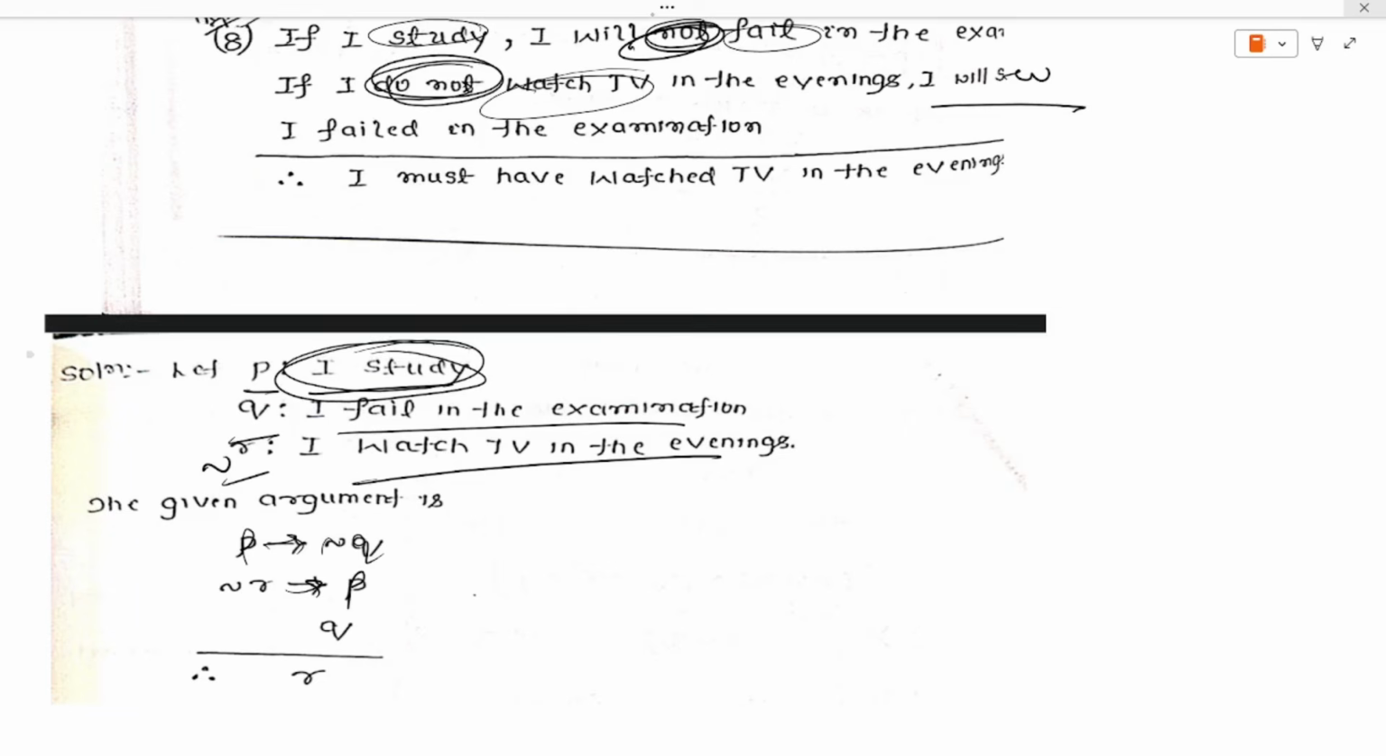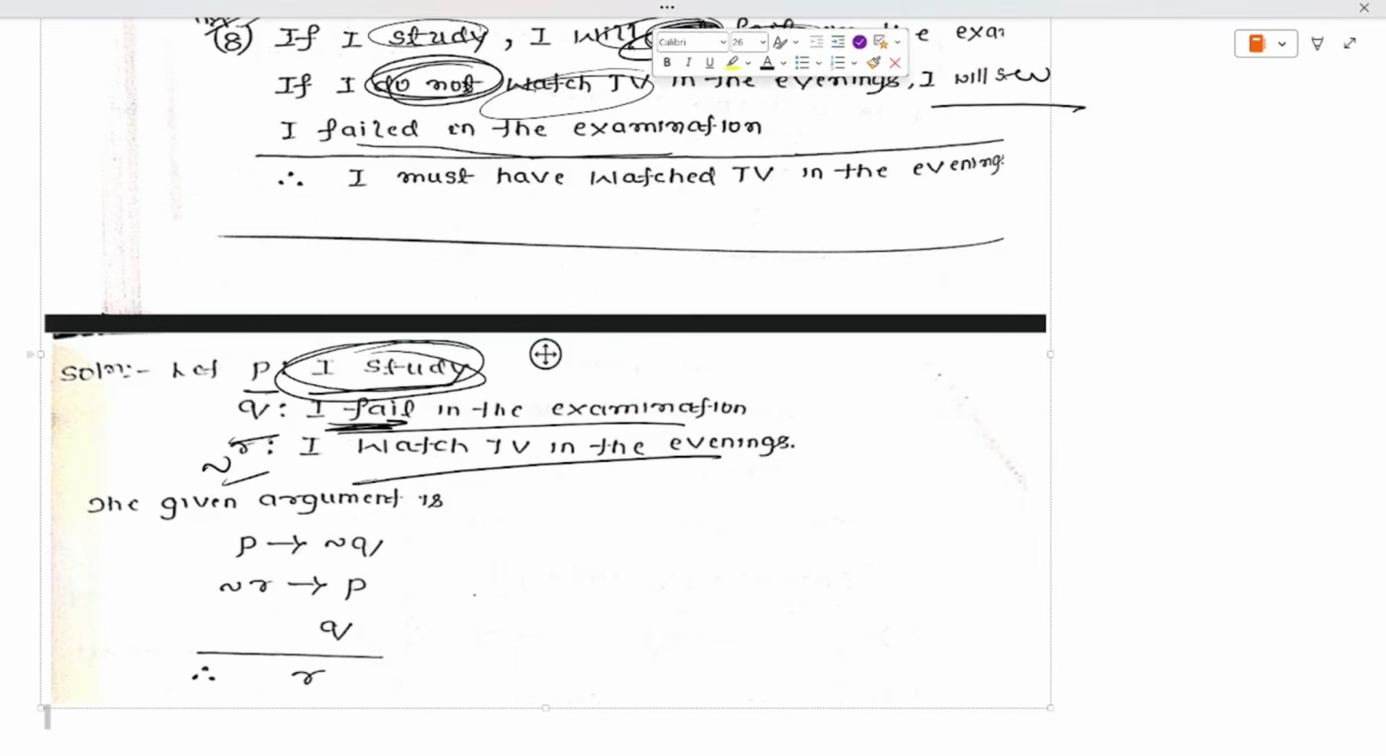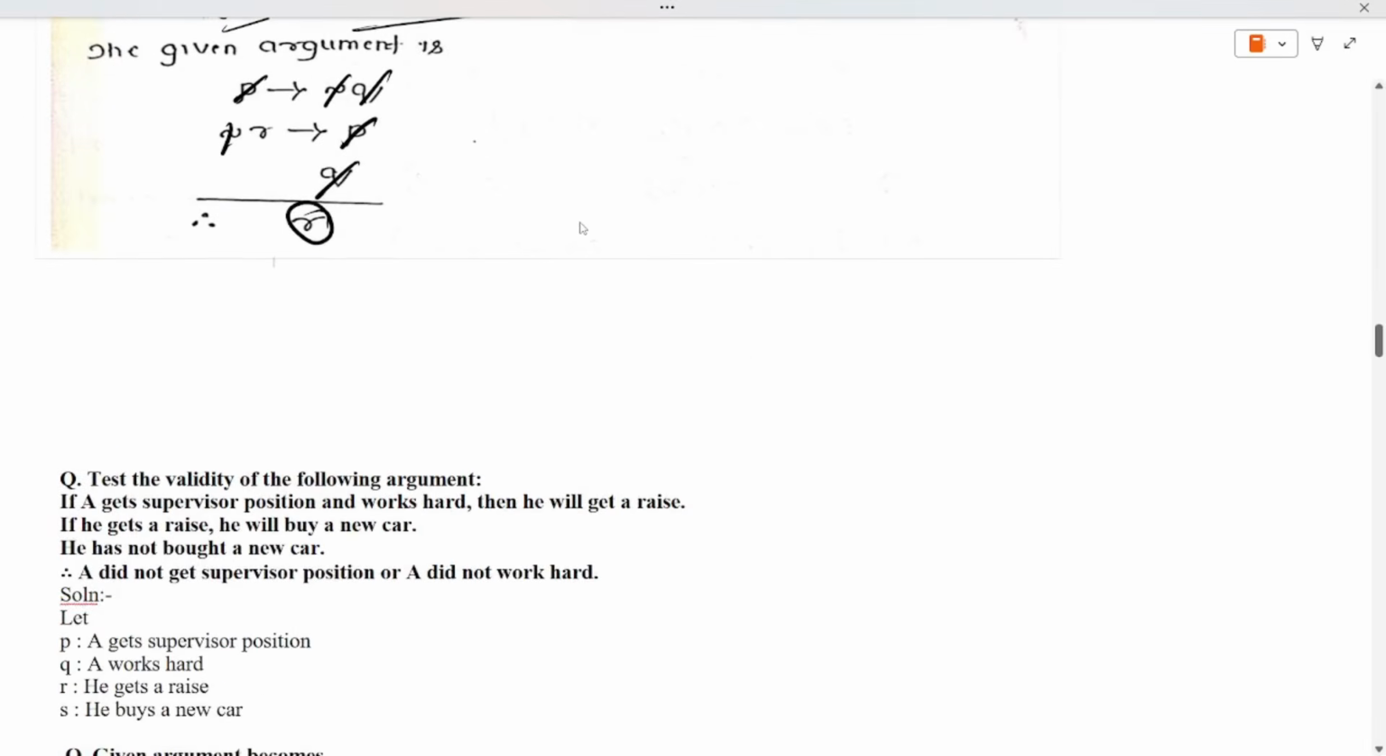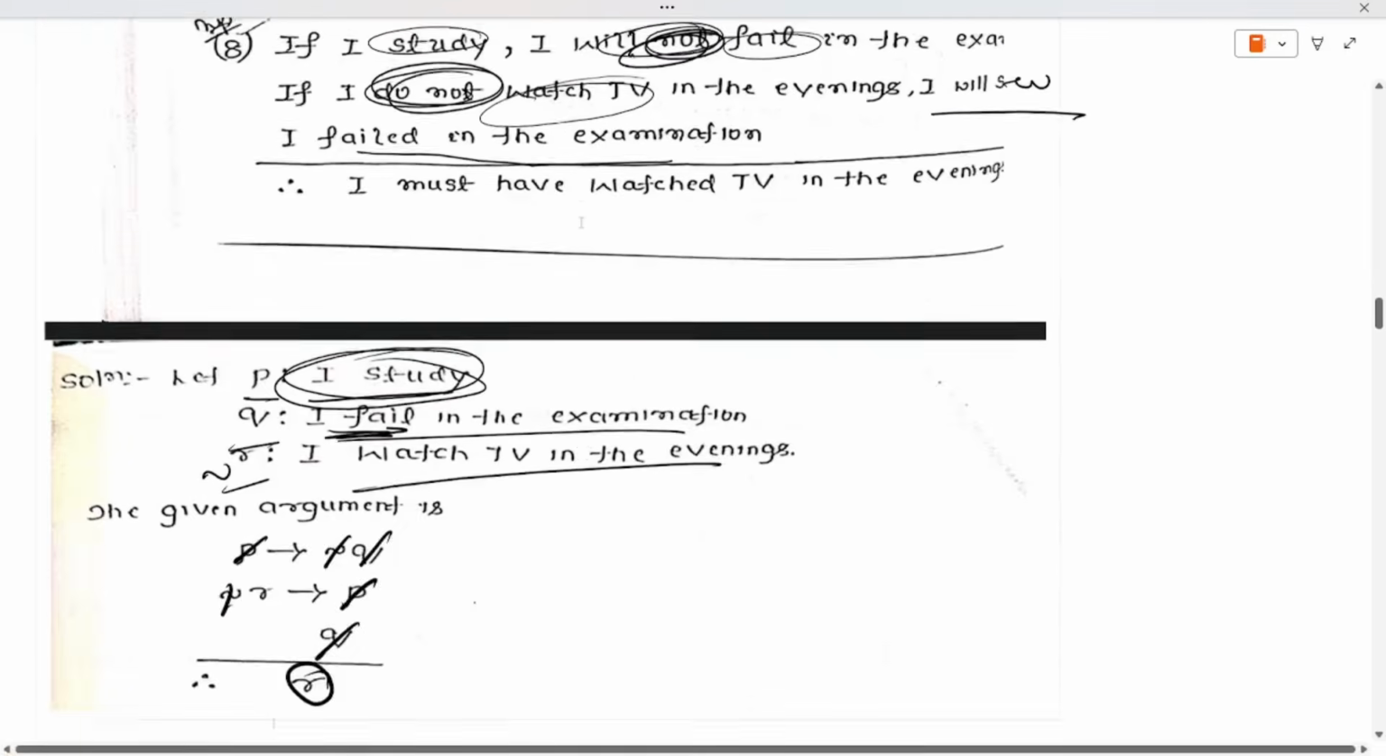Next what they have given is I failed in the examination, right? That is Q. You have taken here I fail only. Here they had given I do not fail, yes, I will not fail. Now you took this as it is. Now how will you be solving? It is using modus tollens, that is the second route. Now P cancel, Q cancel, negation cancel, only R will be remaining. That is the required solution for this problem.